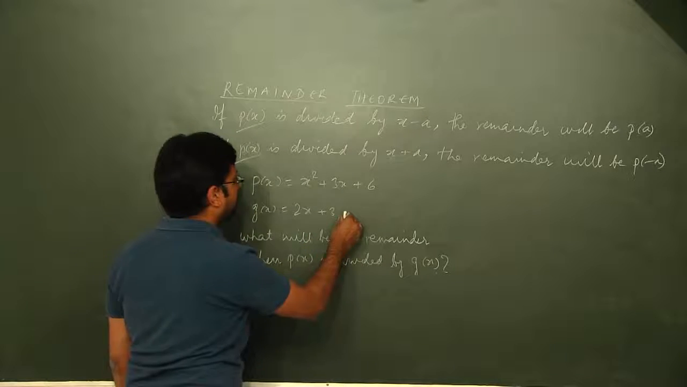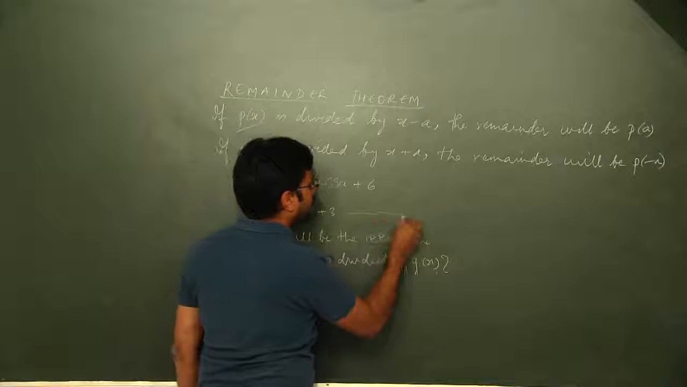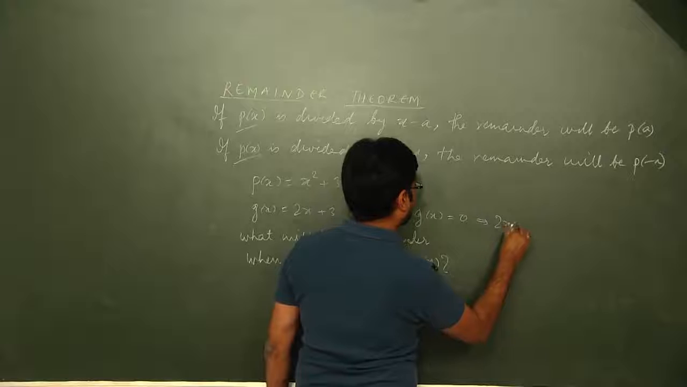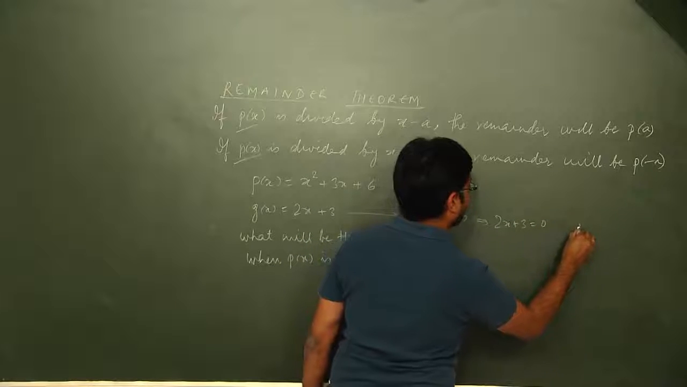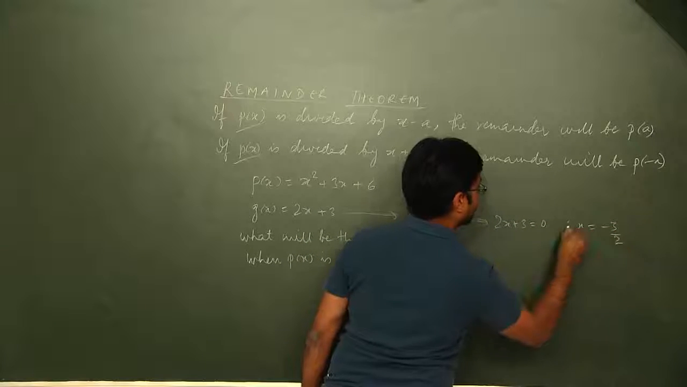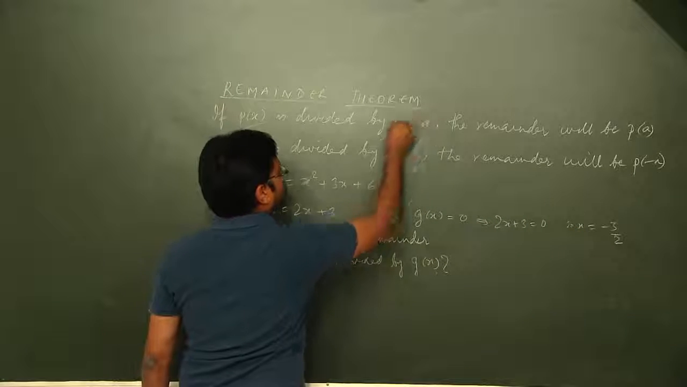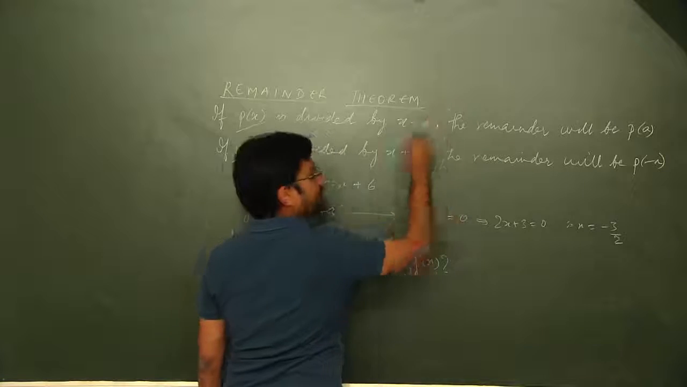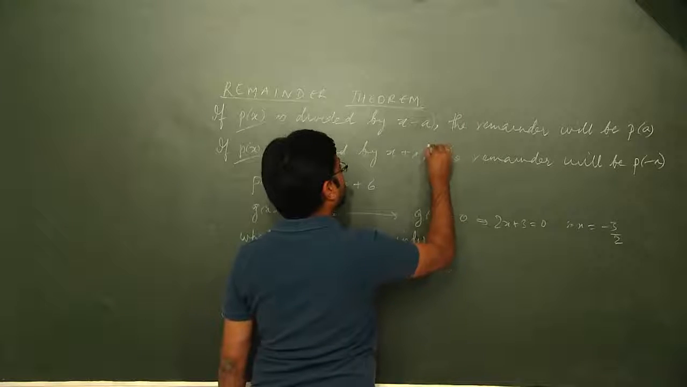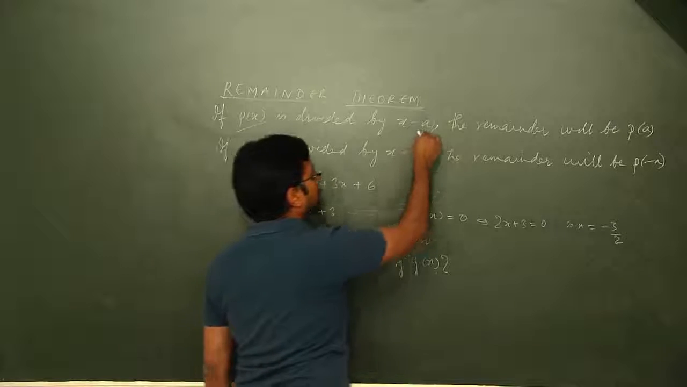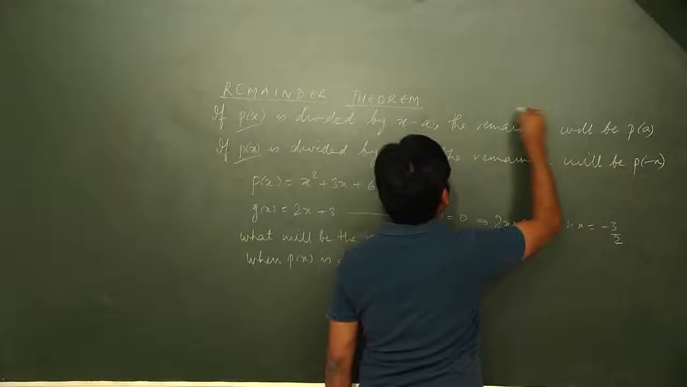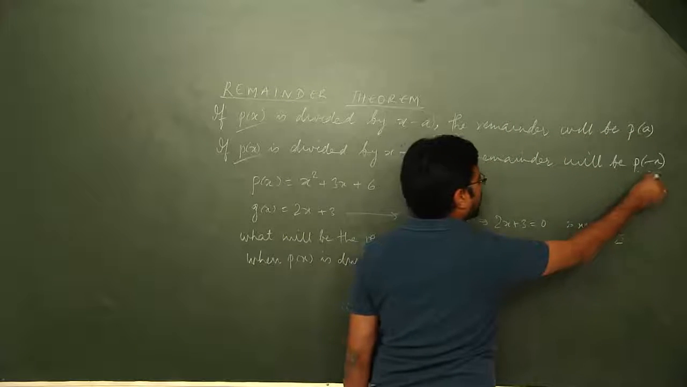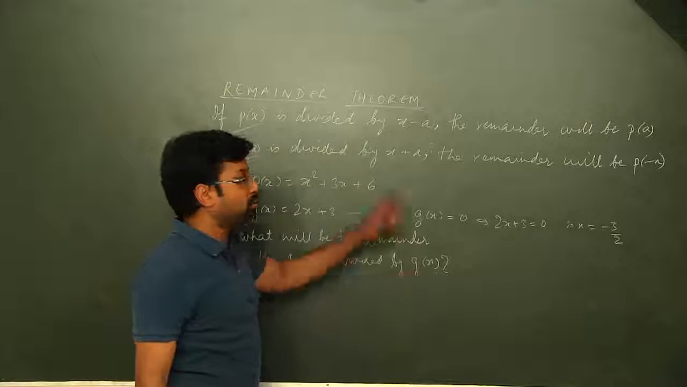How do we obtain that in practical cases? We have to equate G(x) to 0. So 2x plus 3 is equal to 0, therefore x will be minus 3 by 2. This is what you do here. This is the remainder theorem. When you equate it to 0, x is a. Here when you equate it to 0, x is minus a. So the remainder in this case will be P(a), that is the value of x, and here it will be P of minus a, that is the value of x when you equate G(x) to 0.